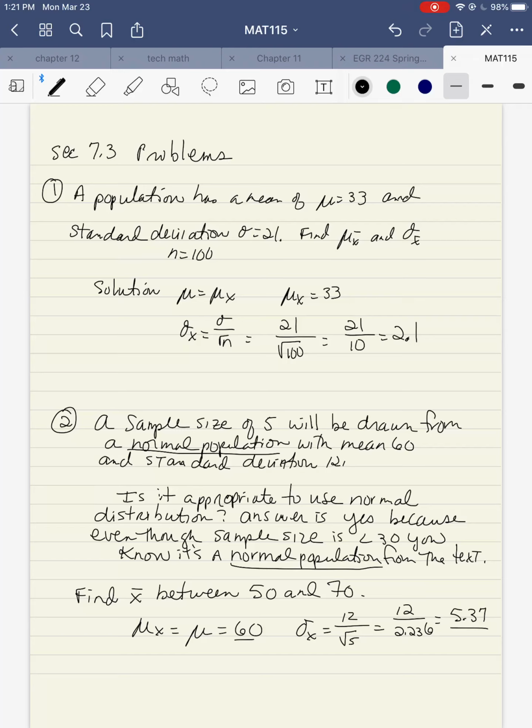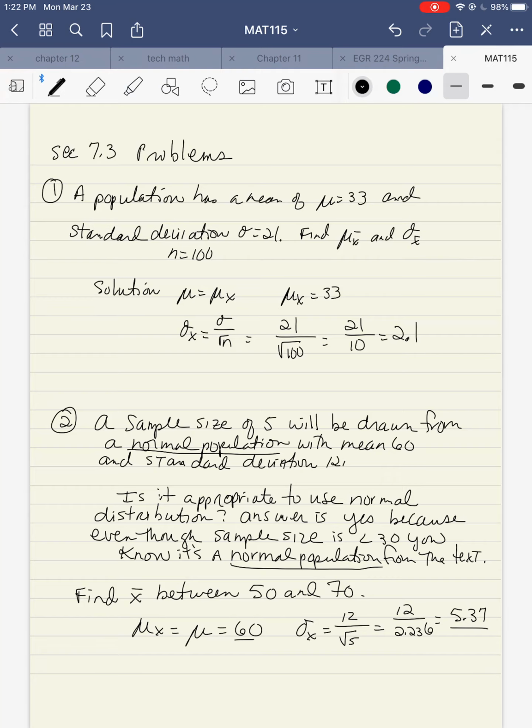Section 7.3 Problems. A population has a mean of 33 and a standard deviation of 21. Find the sampling mean and the sampling standard deviation when n is equal to 100. For this section, the sampling mean is equal to the mean. Since the mean is 33, the sampling mean is 33, and the sampling standard deviation is equal to sigma divided by the square root of n. Sigma in this problem is 21 divided by the square root of 100. The square root of 100 is 10, so 21 divided by 10 is 2.1.